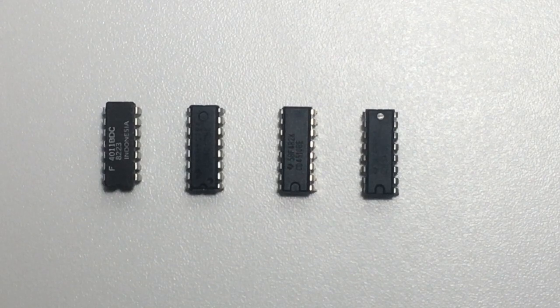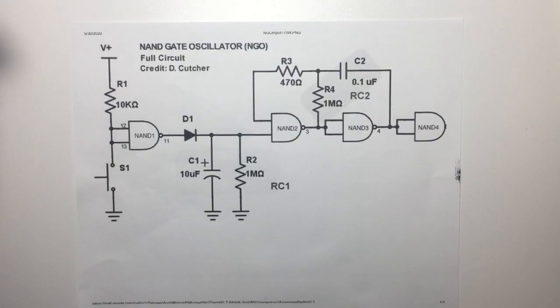New parts which were introduced for this project include, from left to right, the 4011 IC, the 4017 IC, the 4510 IC, and the 4511 IC. At rest, the NAND gate oscillator sends out a high to the rest of the circuit.